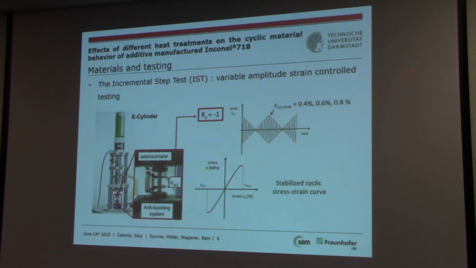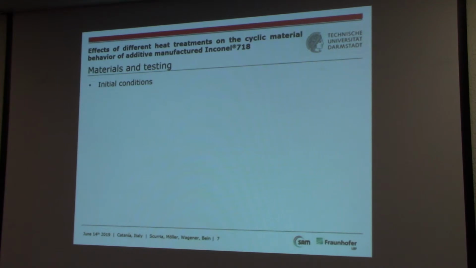What we obtain at the end is the stabilized cyclic stress-strain curve, represented by the reversal points of every hysteresis and derived by Ramberg-Osgood with a quick regression. So not so complicated. Let's start with the results. Let's describe the experimental campaign.